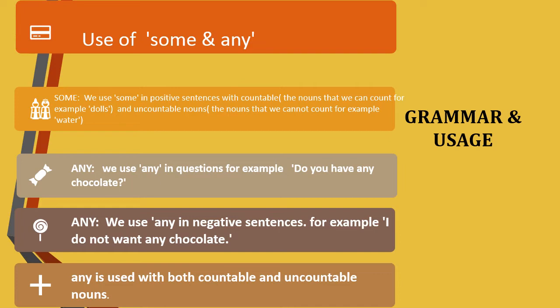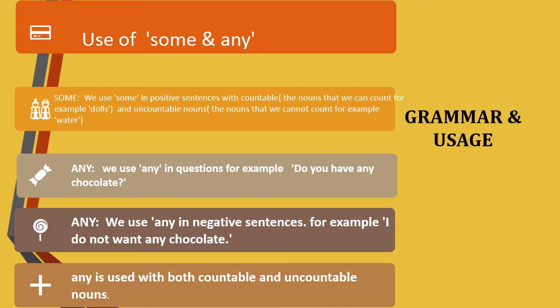First of all, some. We use some in positive sentences with countable nouns, the nouns that we can count, for example, dolls, pencils, erasers, chairs, and uncountable nouns, the nouns that we cannot count, for example, water, fire. Now, any. Let me explain it to you.